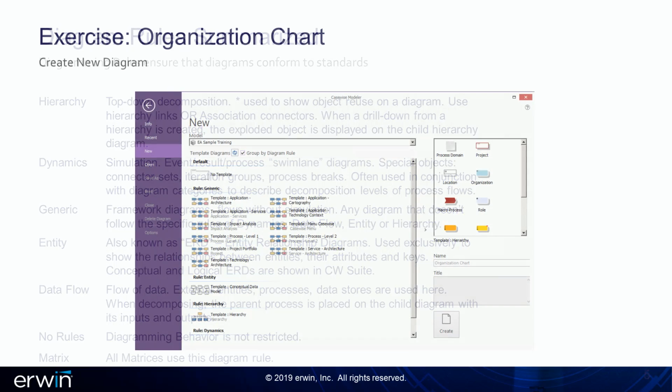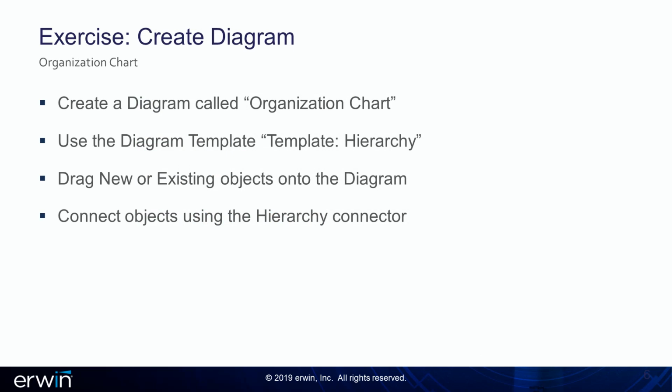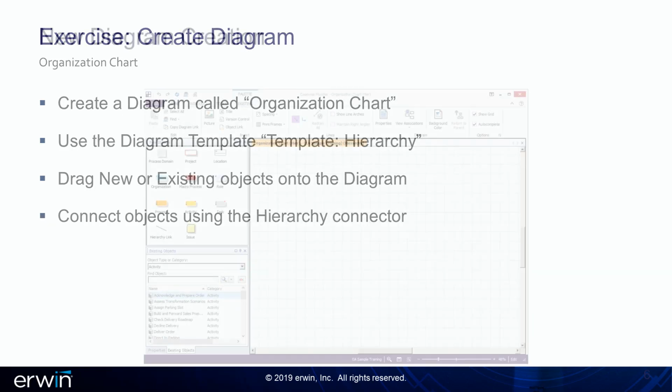With that in mind, we're going to create an organization chart diagram. And the way we go about doing that is by choosing File, New Diagram, and choosing the hierarchy diagram template to create that diagram. I'll show you how we go about doing it. We'll drag on some new or existing objects onto the diagram, and we'll connect them using the hierarchy connector.